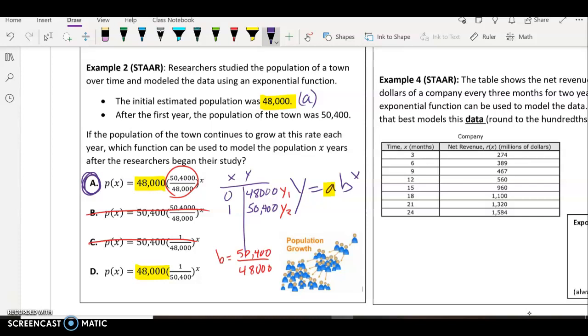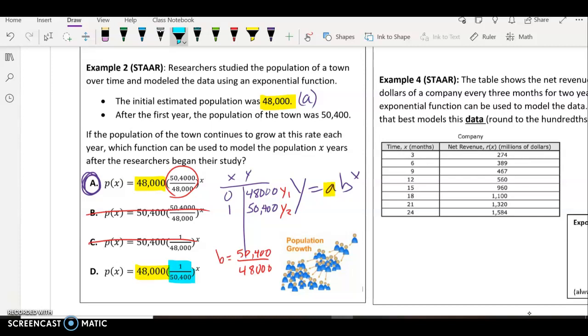You could also note that if you typed those two fractions in the calculator for answer choices A and D, that A would give you a growth. But if you're looking down here at 1 over 50,400, if you type that in the calculator, that's going to be a value less than 1, and it's a decay. And as we can tell, our population is growing.